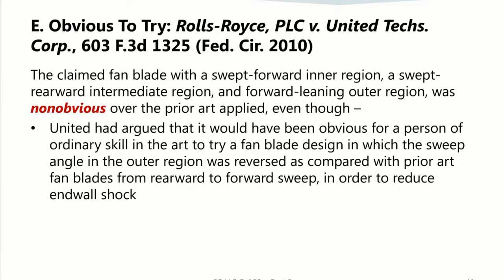Another example of the obvious-to-try rationale is Rolls-Royce versus United Technologies Corporation. The claimed fan blade with a swept forward inner region, a swept rearward intermediate region, and forward-leaning outer region was found non-obvious over the prior art applied. United had argued it would have been obvious for a person of ordinary skill in the art to try a fan blade design in which the sweep angle in the outer region was reversed as compared with prior art fan blades, from rearward to forward sweep, in order to reduce in-wall shock.